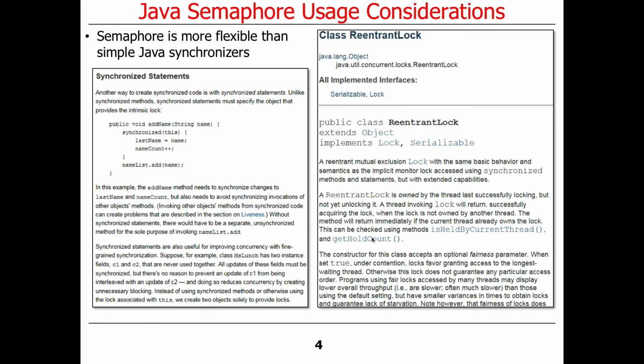Semaphores are a lot more flexible than some of the simpler Java synchronizers, which we haven't talked about in any detail, but you probably have a vague awareness of some of them. One is the synchronized statement, which is done by putting the synchronized keyword with a so-called intrinsic lock. Almost any object in Java can be used in this manner. In this case, we have a method that does some stuff, and this region of code is going to be synchronized. Likewise, there's the reentrant lock. We'll talk more about that later. It is also used in the same way.